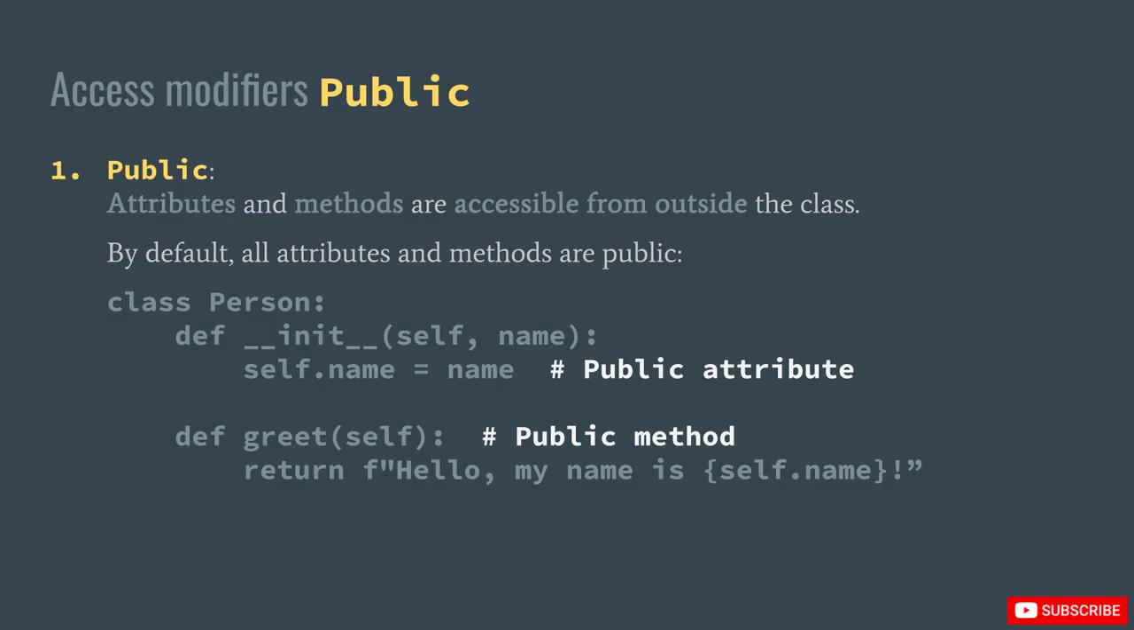Here, both the name attribute and the greet method are public, allowing us to directly access and use them outside the Person class. Public access is convenient, but may expose data that could benefit from protection, which is where other access levels come into play.